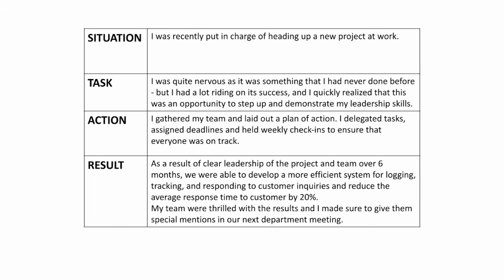So one key part of this answer is here, where it covers multiple results: a more efficient system, reducing customer inquiries, and response times. So in your own answer, if you can include multiple results, it will make a much more powerful and effective answer. And sometimes it's just as simple as breaking down what the actual results were so that you can label each one clearly for your interviewer, just like in that example answer.